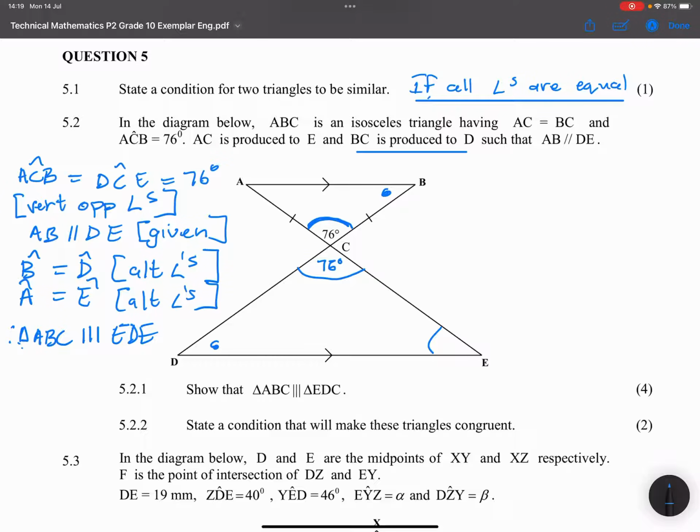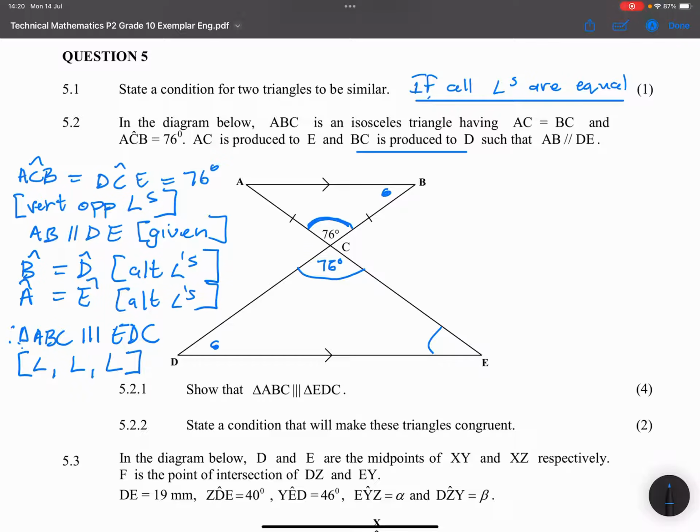Now, the second, oh, by the way, we need to state a condition. So that's EDC. So this is going to be angle, angle, angle. Once you prove similarity, we always need to state the reason why they are similar. Now they say to us, state a condition that will make these triangles congruent.